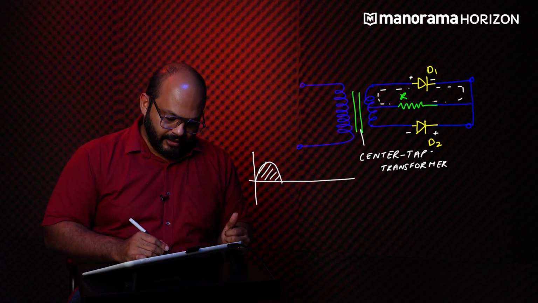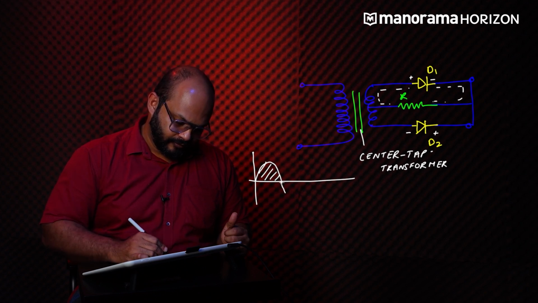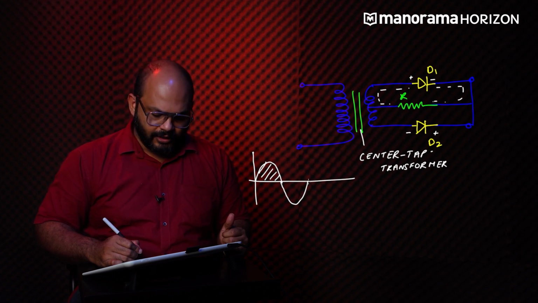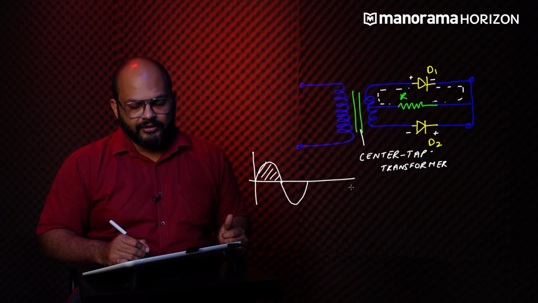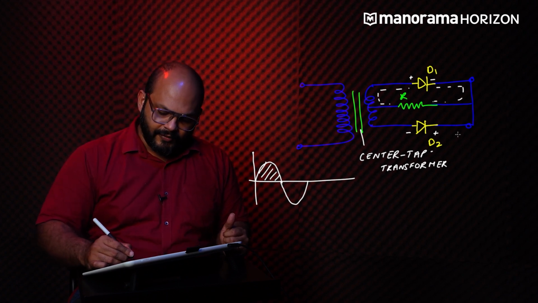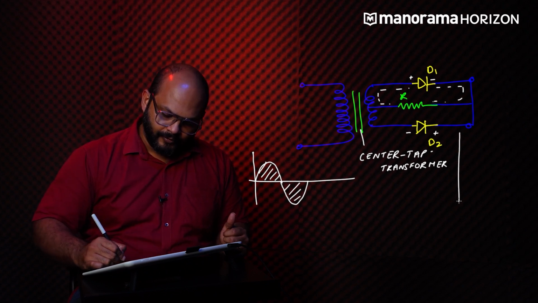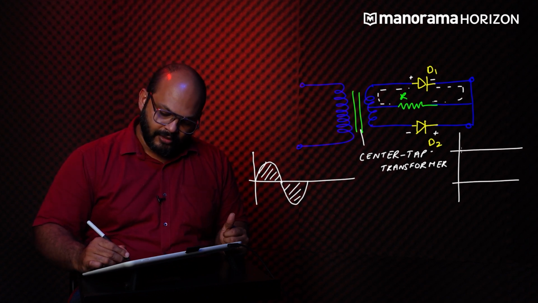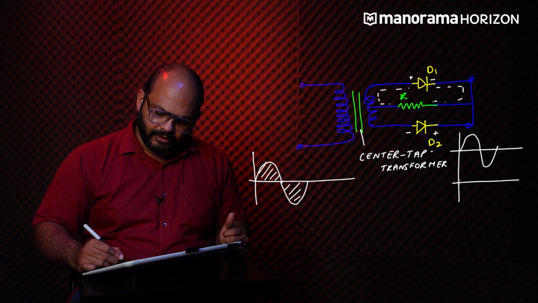So here is the input waveform. But the output waveform looks different in the case of center tap transformer. If we were to compare the two waveforms using similar graphs as we did before, here is the complete input waveform. The output waveform for the first half cycle looks something like this.